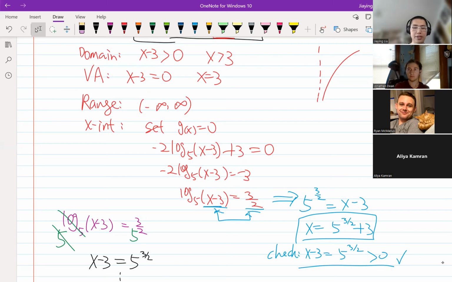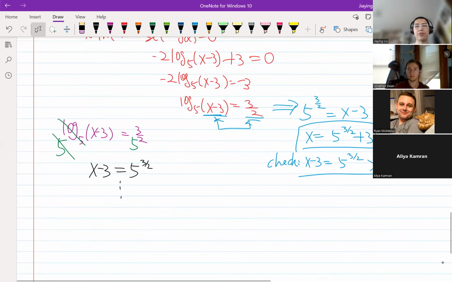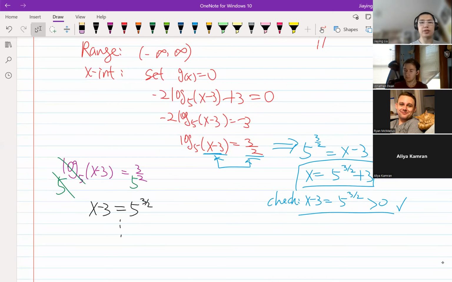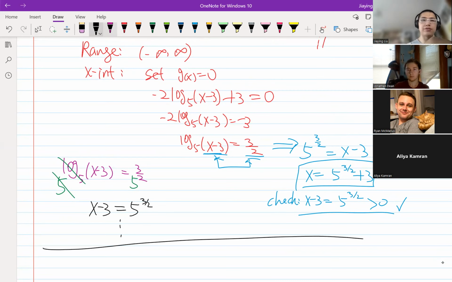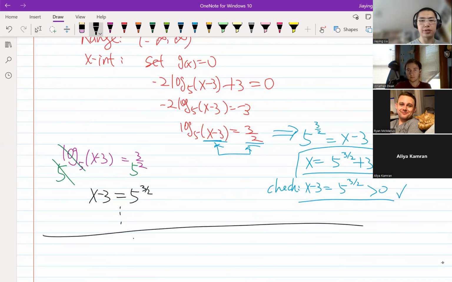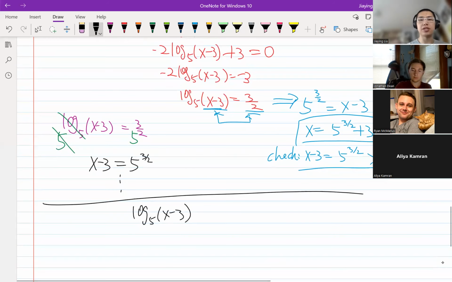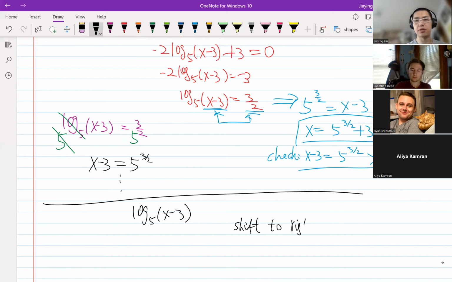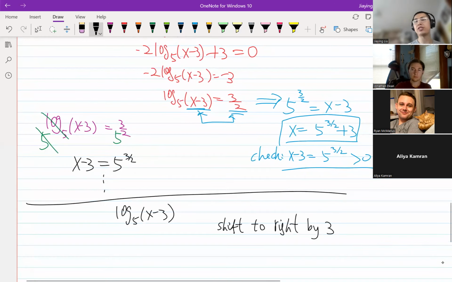Because it depends on the way it's written. With the horizontal transformation, here we have log base 5 of (x minus 3) already. So this minus 3, I can think about that as a shift to the right by 3. So that's already happening.